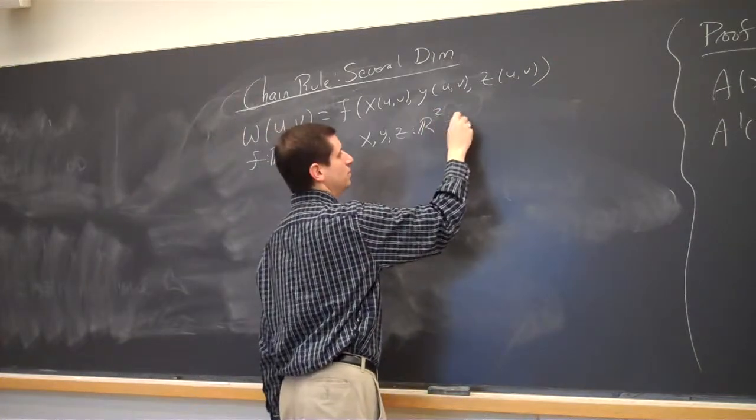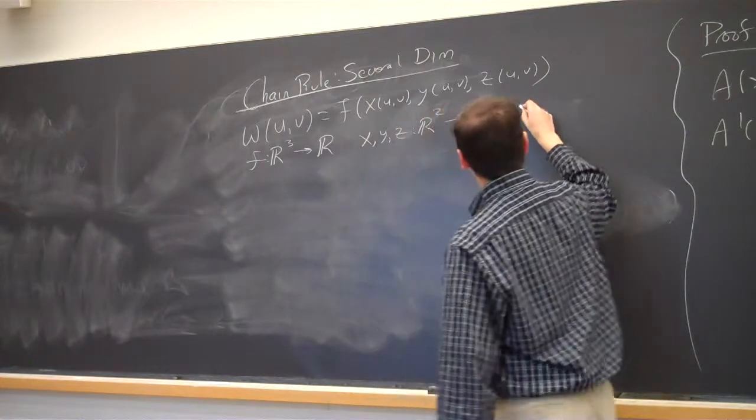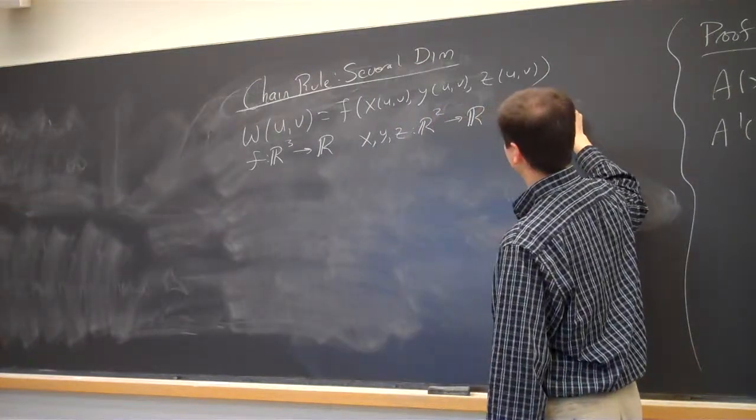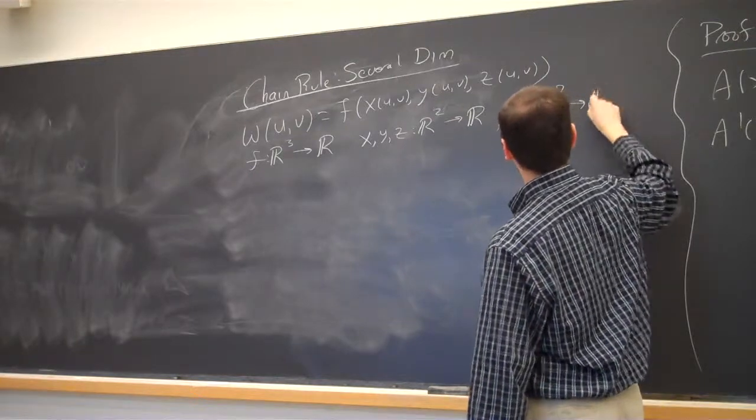How many outputs do they give you? And last and least, how many inputs does W take? And how many outputs? 1. Okay?